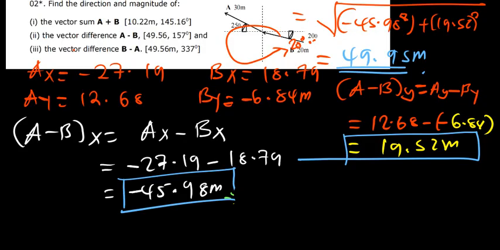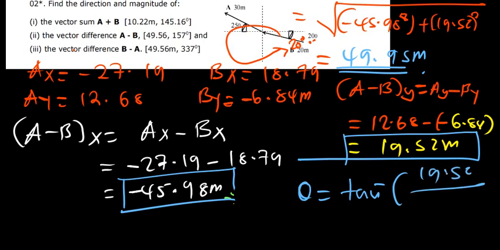The fourth quadrant, x is positive, y is negative. So now after finding the angle using this formula, what will be the next thing? The y is 19.52, the x is 45.98.